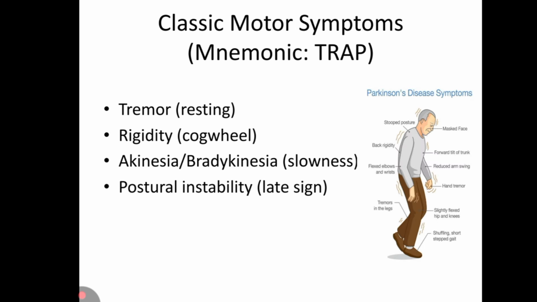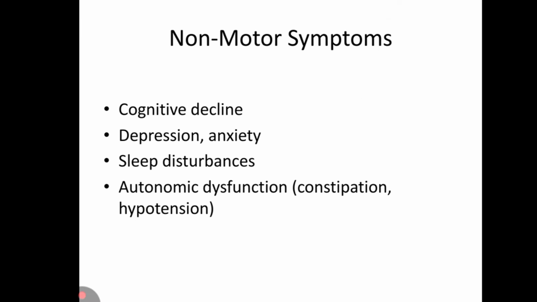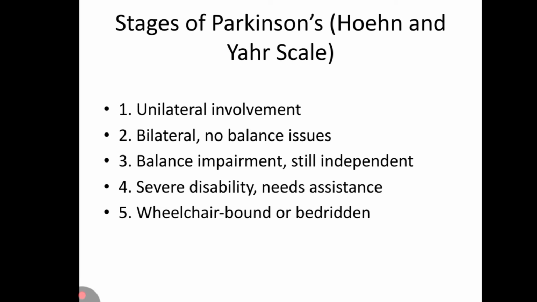oxidative stress. Moving towards the classic motor symptoms, the mnemonic to remember the symptoms is TRAP: T, tremors, R, rigidity, that is cogwheel, A, akinesia, bradykinesia, slowness of movement, P, postural instability, that is the latest sign. Non-motor symptoms include cognitive decline, depression and anxiety, sleep disturbance, autonomic dysfunction, including constipation and hypotension.